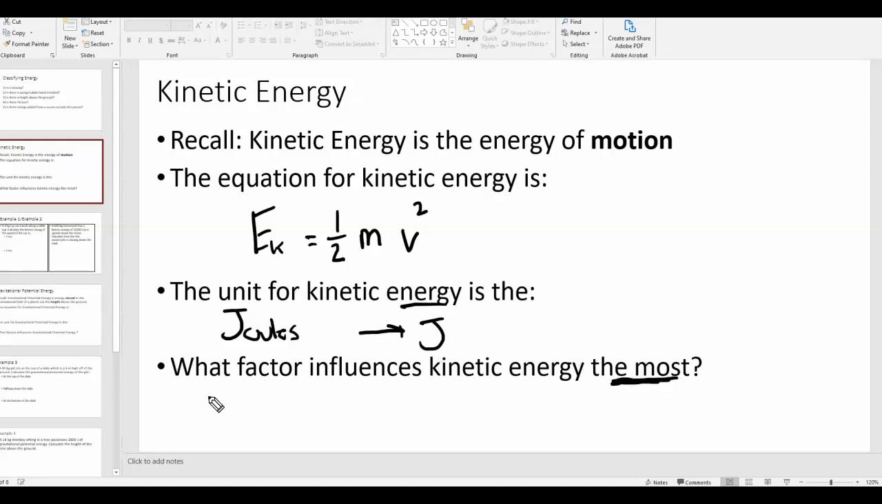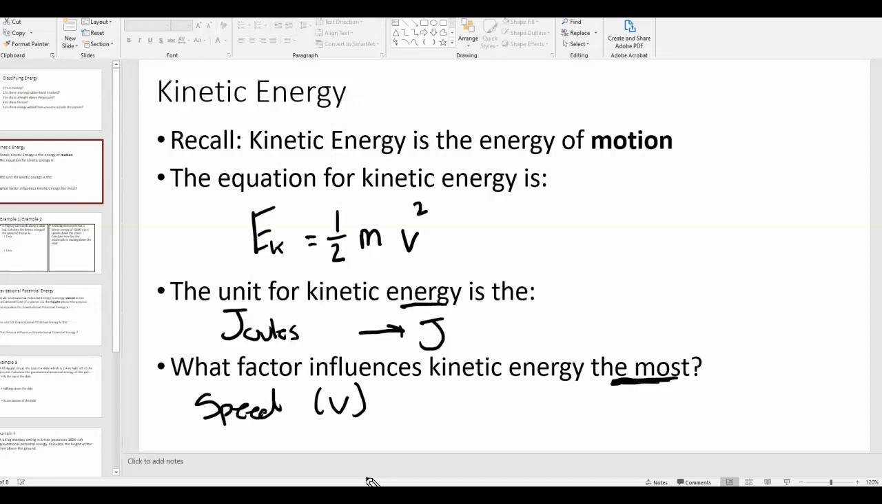Well, that would be speed. That would be V. Now, why is speed more important than mass? Well, if you look at the equation, speed is being squared. Squared means it's being multiplied by itself. So in other words, it's really like 1/2 times the mass times the speed, then times the speed again. So you could make the argument that speed plays twice the role that mass does in the equation. That's the most important factor that affects kinetic energy.